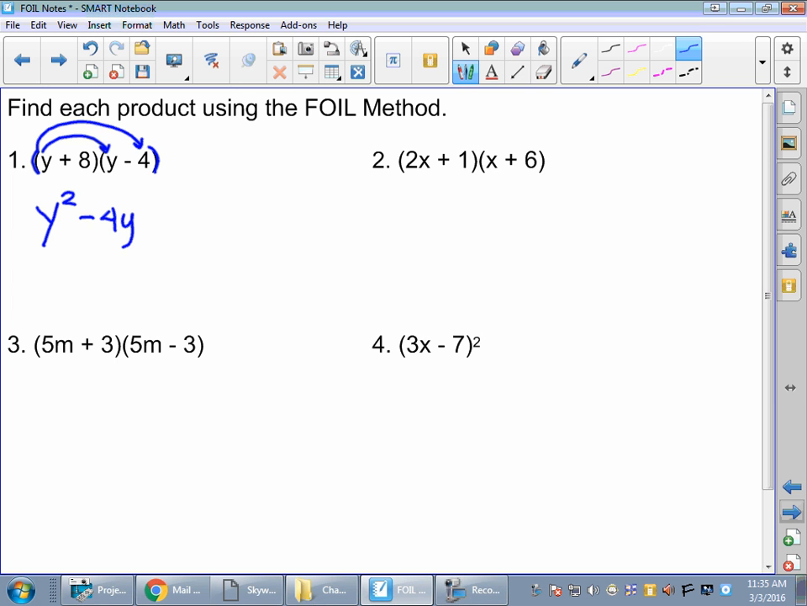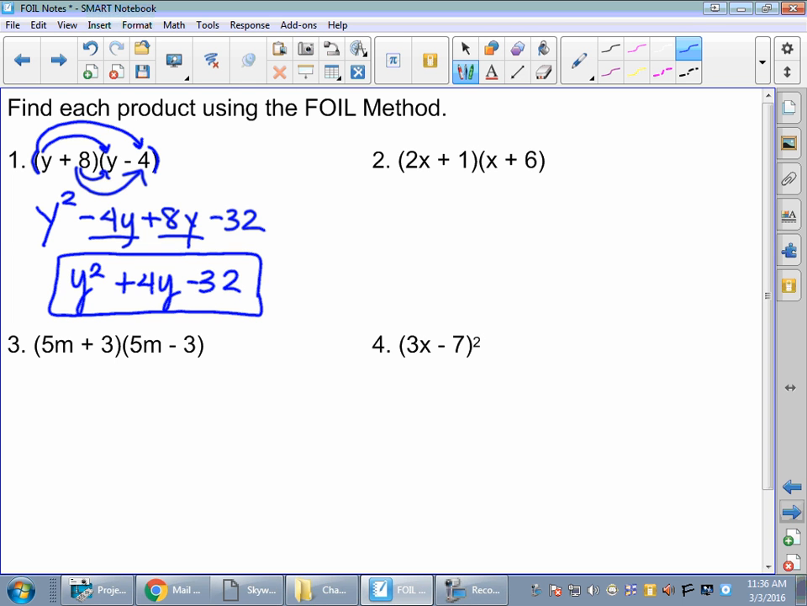The I for inner are these two innermost terms. Positive 8 and a y makes positive 8y. And last is taking the 8, that's the last term in that quantity, times the negative 4, and you end up with negative 32. Combine like terms: we got negative 4y, positive 8y, so y squared plus 4y minus 32.